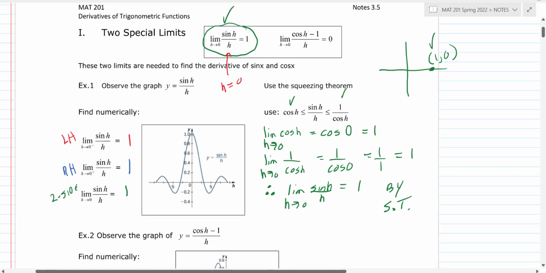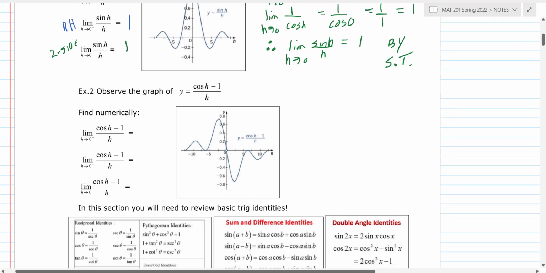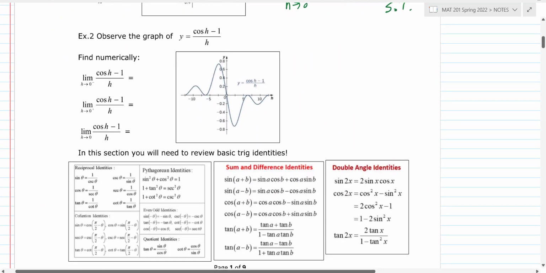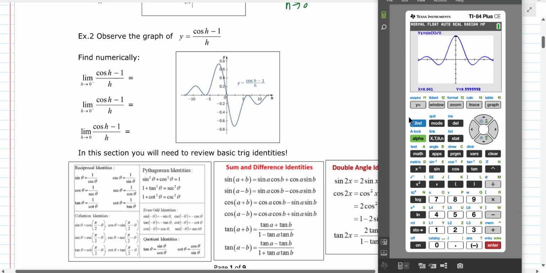Okay, I'm going to look at the second limit. And this one I'm just going to do on the graphing calculator. I'm not going to do a squeezing theorem or any other formal proof. We're just going to look at this graph. So let's put in, and you have to put this in like this, the cosine of x minus 1.